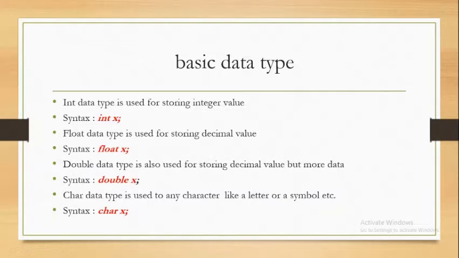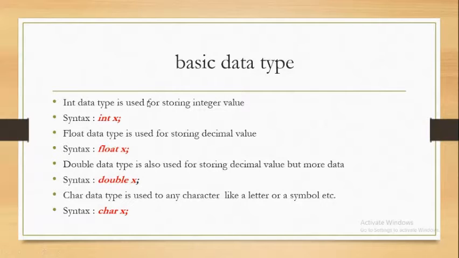Some of the basic data types are the int data type, which is used for storing integer values; the float data type, which is used for storing decimal values; the double data type, which is also used for storing decimal values, but it can store more data. The char data type is used to store any character, like a letter or a symbol, but the data, not the variable, should always be inside single quotes.